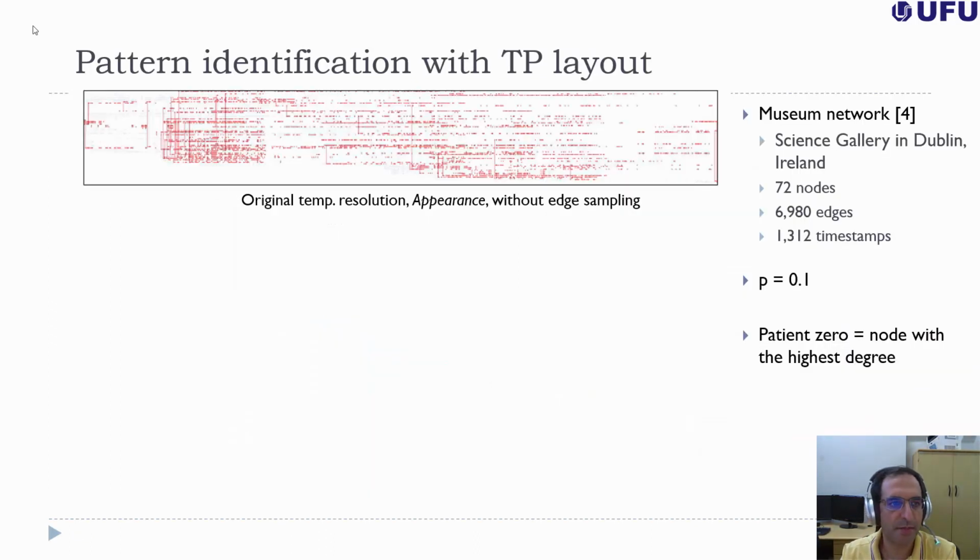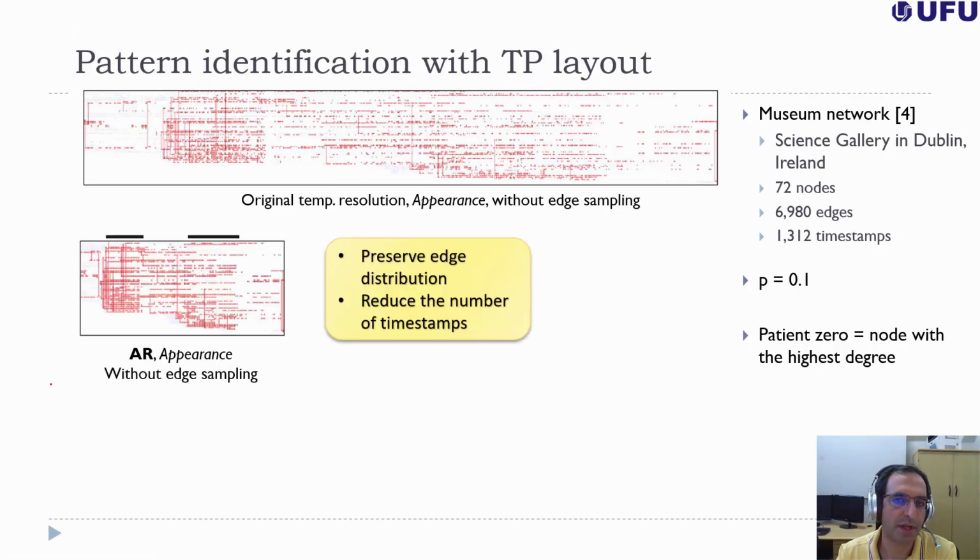Here we can see the second example where we will perform the task of pattern identification with transmission path layout. Here's the visualization of the museum network in the original temporal resolution, node ordering using appearance, and no edge sampling. The simulation of the spread of the disease was performed using probability 0.1. So the first strategy to reduce the clutter was adaptive resolution. With the application of adaptive resolution in the transmission path layout, we could preserve the edge distribution and also reduce the number of timestamps.